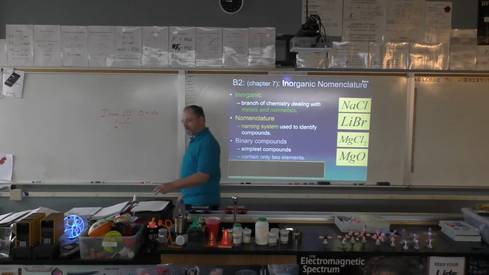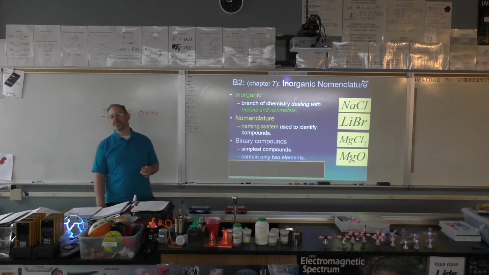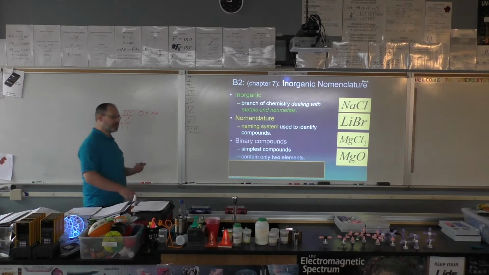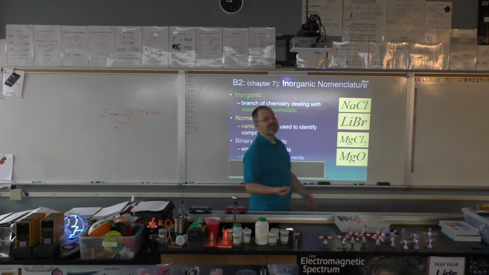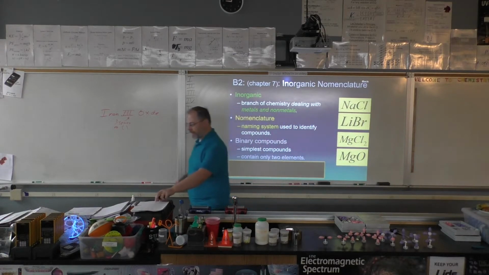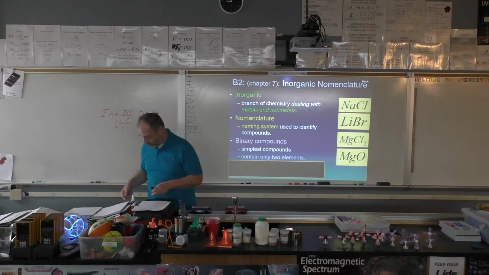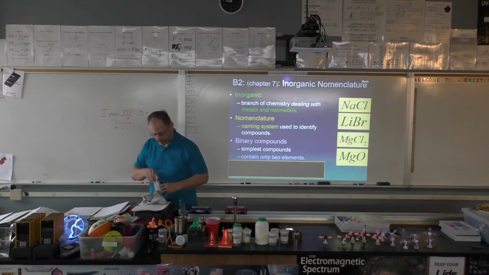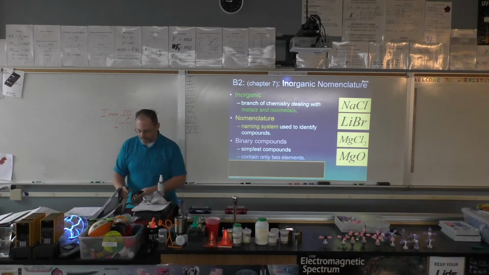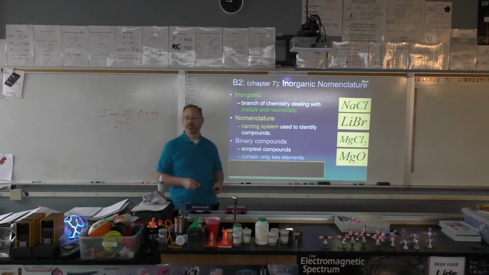B2 is inorganic nomenclature. It's how we're going to name compounds. The most important thing about inorganic nomenclature is, one, it's easy when you get the pattern, but you've got to get the pattern. And one of the most important things about getting the pattern is realizing what's a metal and what's a non-metal. So if you wouldn't mind, go ahead and point to where the metals are on the big periodic table.